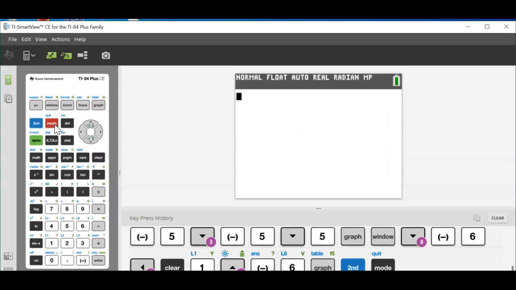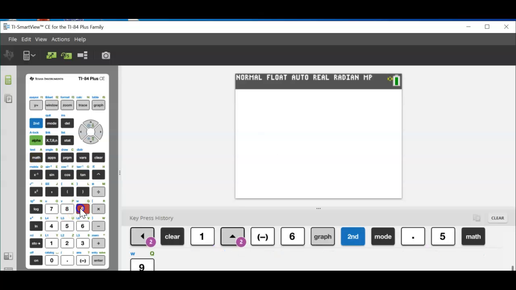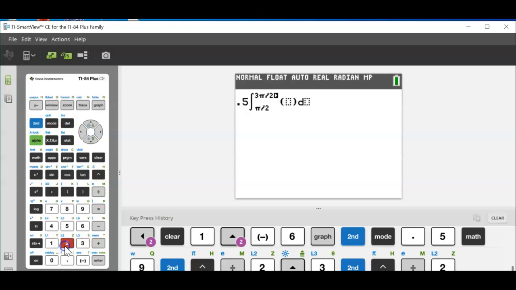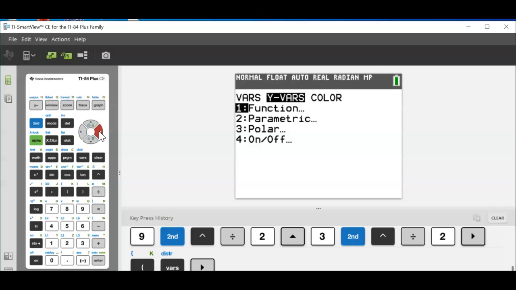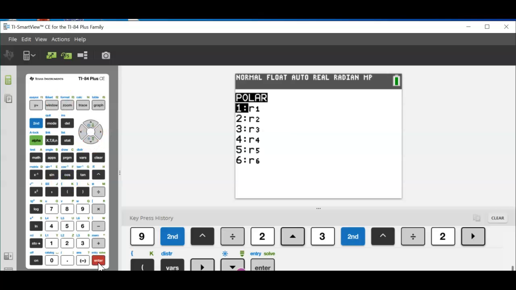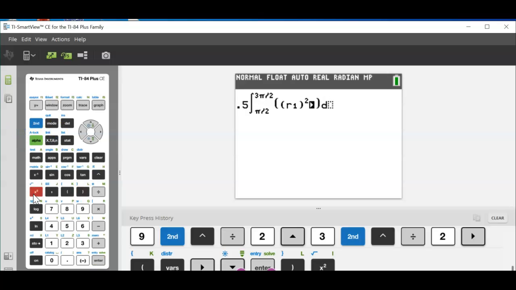All right, let's quit out of there. 0.5, math 9. Here we go. It was pi over 2 to 3 pi over 2, and then I need to do r squared. So bars, y bars, I'm in polar mode. Have it in r1, r squared. And there we go. Let's see.